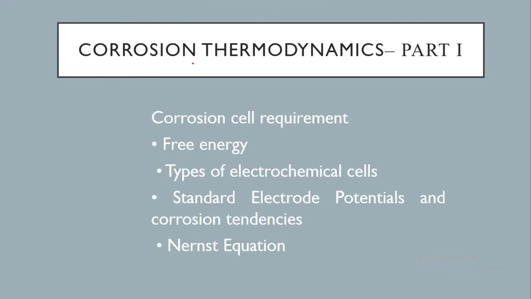In this video, we are going to look at corrosion thermodynamics, part 1, and we'll be able to cover corrosion cell requirement, free energy, types of electrochemical cell, standard electrode potentials, and corrosion tendencies, and Nernst equation.